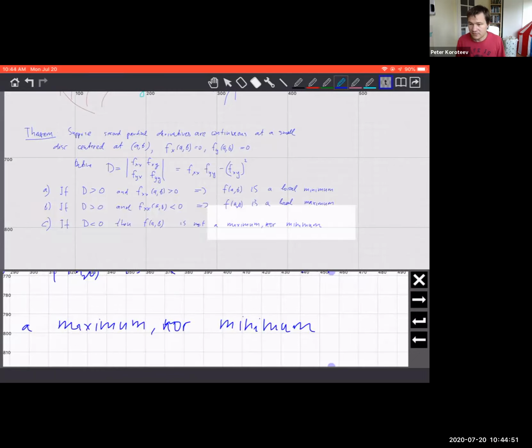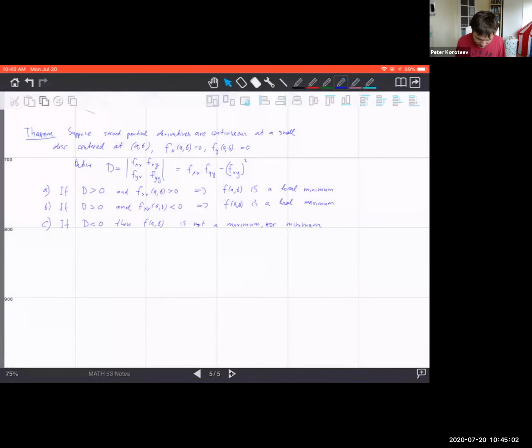Why did you do the matrix in the theorem? Is this somehow related to the cross product? Not really. It's related to the second differential. So okay, let me comment on the proof.